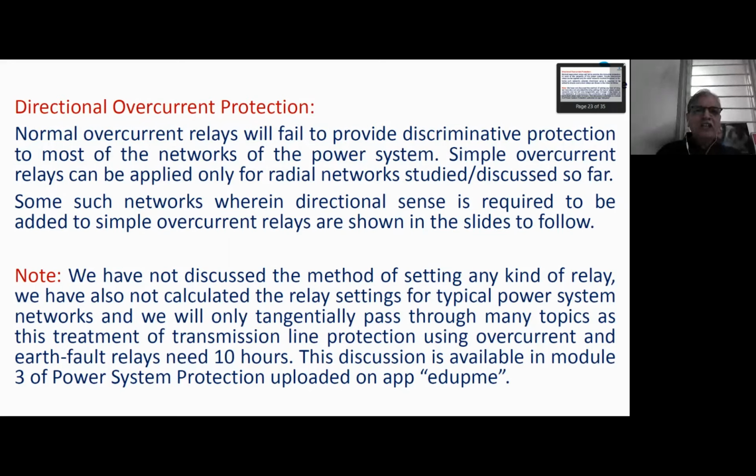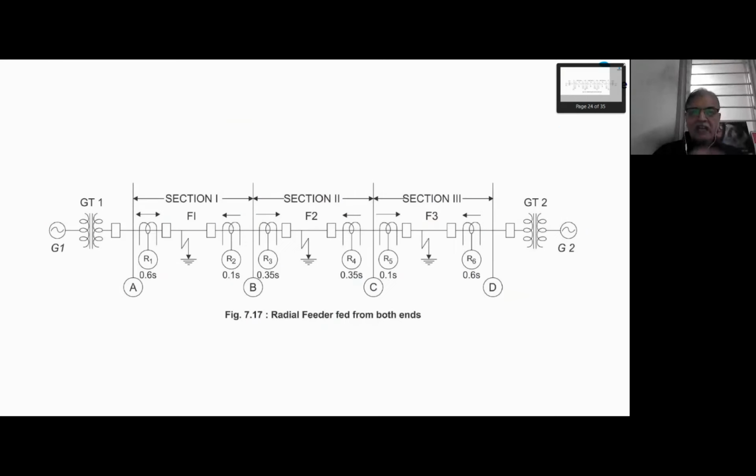Directional overcurrent protection. Most of the networks in our system are interconnected, right? Therefore, normal overcurrent relays which we have discussed will fail to provide foolproof protection. Normal overcurrent relays can be used only in radial system that we have talked about. So where do we need directional protection? Say this radial system which we have discussed, but now a radial feeder fed from both ends, G1 and G2. It is fed from both ends.